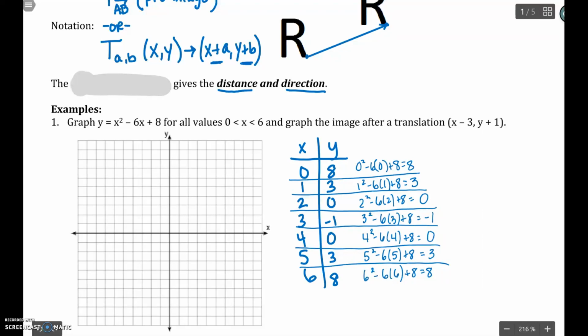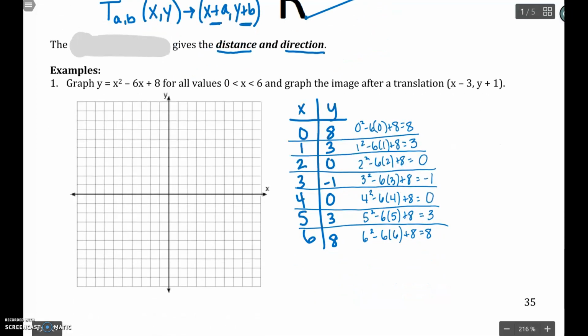And then we're going to plot the points, but keep in mind that this says our domain is from 0 to 6, and it doesn't have these equal bars under, so that means that when we go to connect them, the ends of my parabola are going to be open circles. So our point (0, 8) is an open circle. (1, 3) is now the middle part. So (2, 0), (3, -1), (4, 0), (5, 3), and then finally (6, 8) will be another open circle. And so we have a parabola.